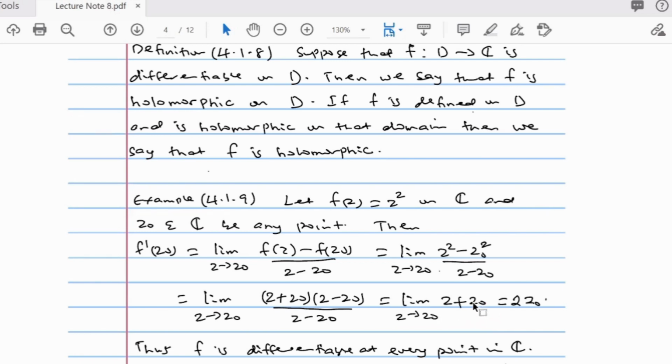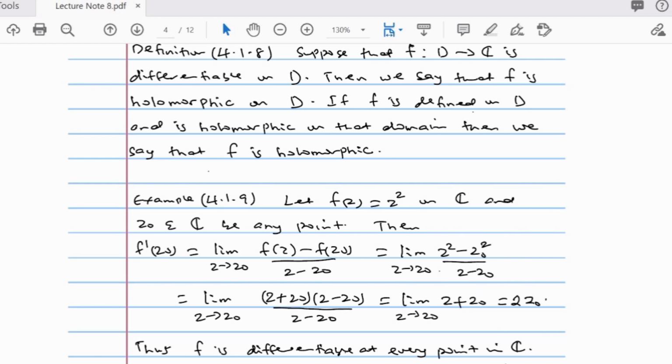What do we do? Just replace your z with z0. So you have z0 plus z0, that is 2z0. So the limit is 2z0, which is 2 multiplied by that point. So your f prime of z0 is 2z0.